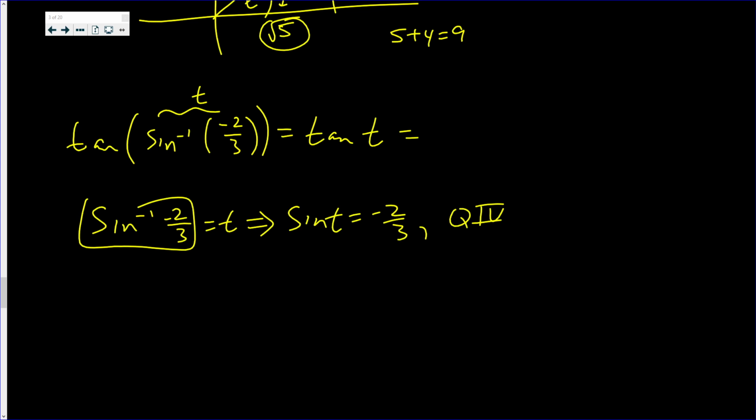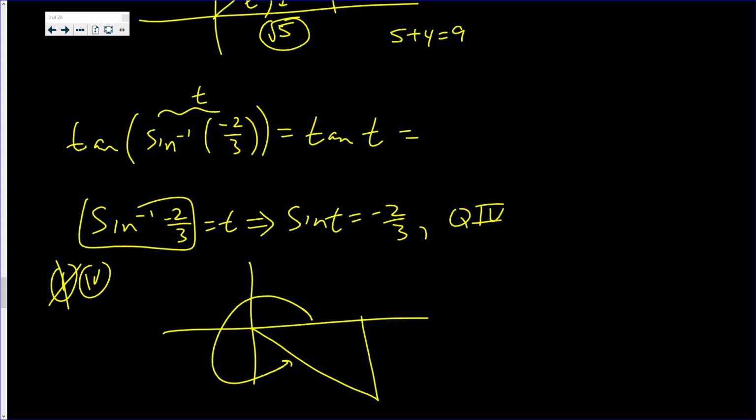Sine inverse is only defined in quadrants 1 and 4, and it's positive in one and negative in the other. So we are in quadrant 4. This is angle t, and the sine of the reference angle is opposite over hypotenuse. That's square root of 5, just like it was a moment ago. Square that, get 5. Square that, get 4. 5 plus 4 is 3 squared.